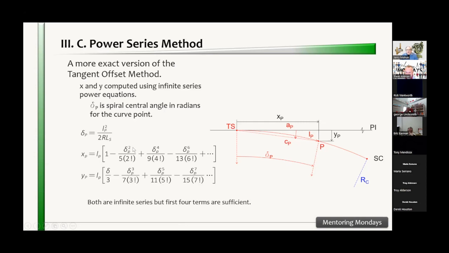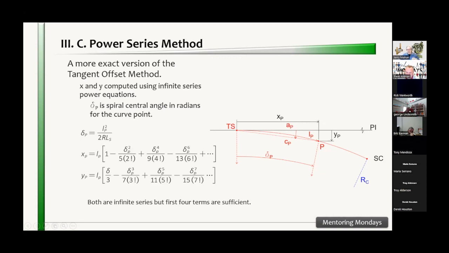XP equals LP times 1 minus delta squared over 5 times 2 factorial, plus delta to the 4th over 9 times 4 factorial, minus delta to the 6th over 13 times 6 factorial, and so on and so forth, on to infinity. Same thing with YP. It's got a slightly different power series. This one uses even terms. This one uses odd terms. So it's got even factorials, odd factorials down here. And those will give you the offsets here and here in a more exact fashion.